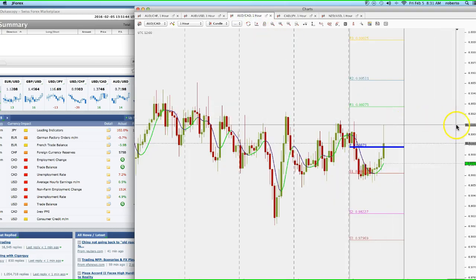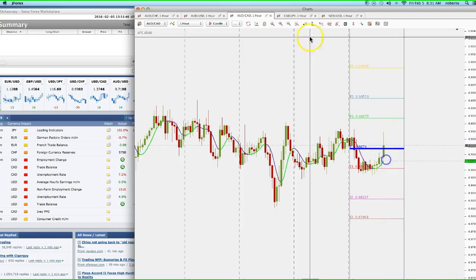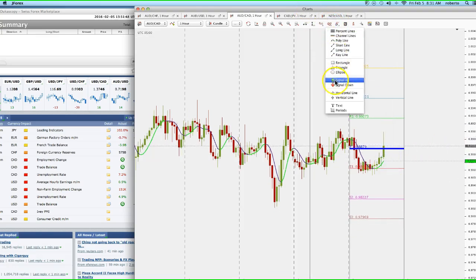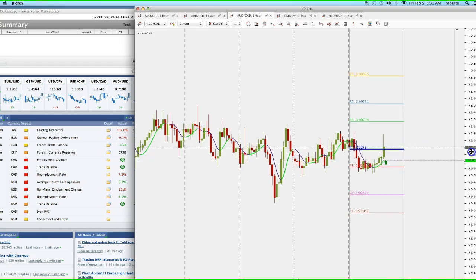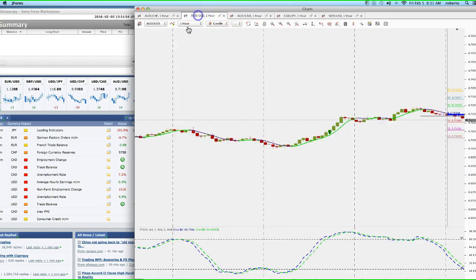Let's look at some other pairs. Aussie Canadian is going up. So we're going to wait 15 minutes and get in on the retracement. So we're going to be looking to buy Aussie Canadian. Let's look at USD Canadian dollar.